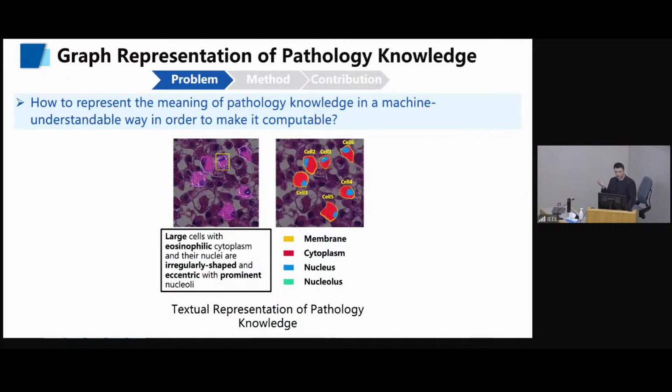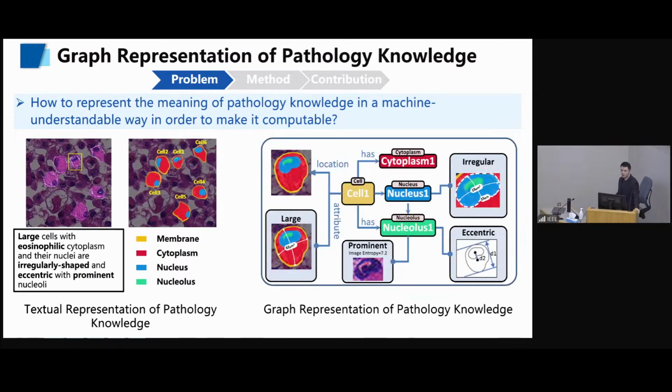As illustrated before, pathology knowledge is hidden within and fragmented across images and text. So the problem is how to represent the meaning of such knowledge in a machine-understandable way in order to make it accessible and computable. We thought about graphs. Compared with natural language and images, a graph is a more structured form and has been widely used in representing biological knowledge, including pathways, protein functions, and drug interactions. Inspired by this, I studied the graph representation of pathology knowledge.